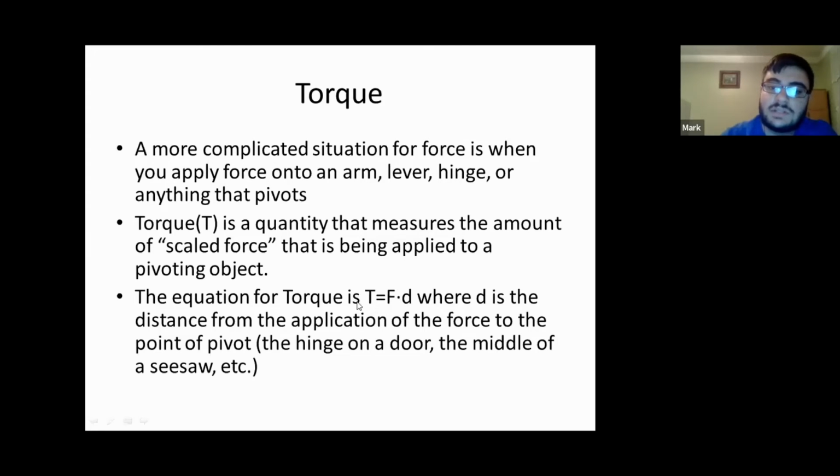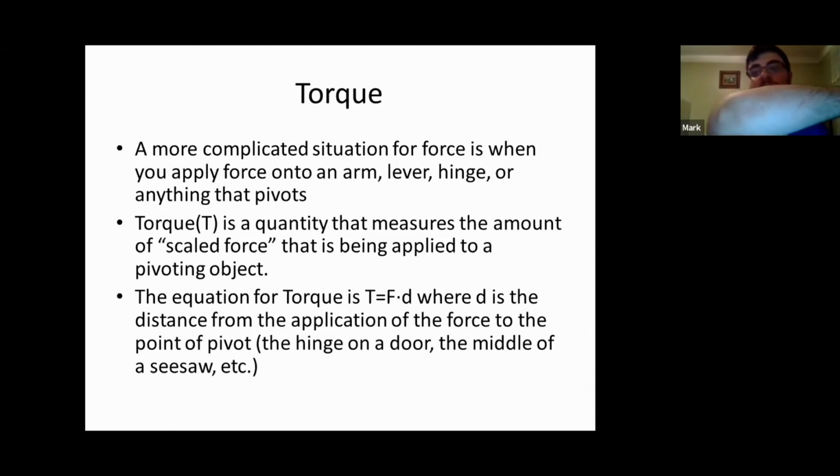The symbol is not a T, it's a tau. They just look very, very similar, but it's a Greek letter T. The tau is equal to force times distance. Distance measures the distance from the application of the force to the point of pivot.